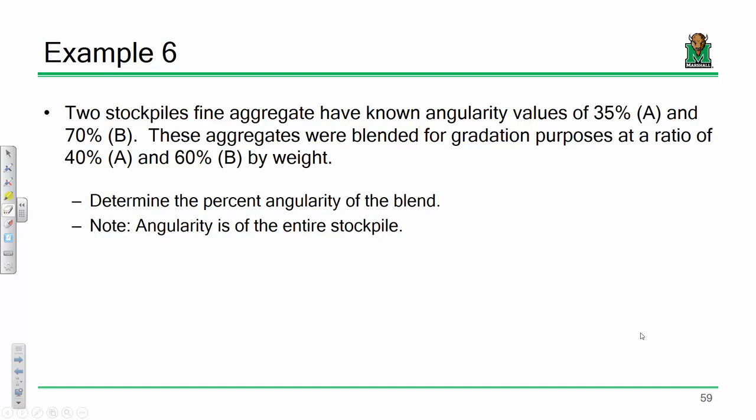So if you're looking at this particular problem, I'm going to start off by looking at the angularity values. Those are just the individual properties of each aggregate. So I propose that X sub A is 35% and X sub B is 70%. Now the big thing to keep in mind, these values can be whatever. I mean, I've got 35 and 70, they really can be whatever. It's just linear interpolation.